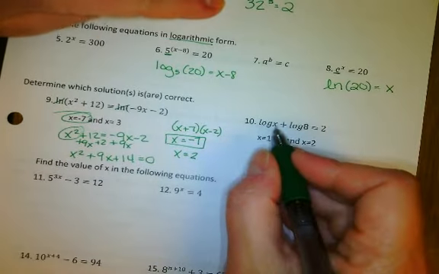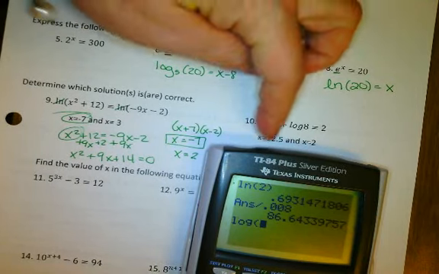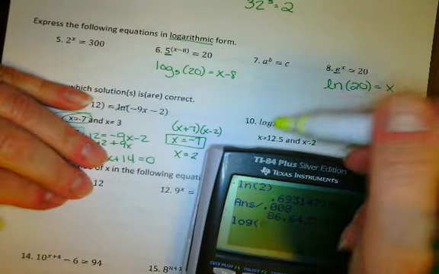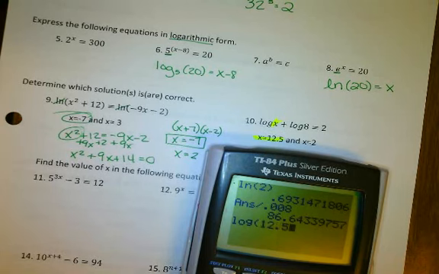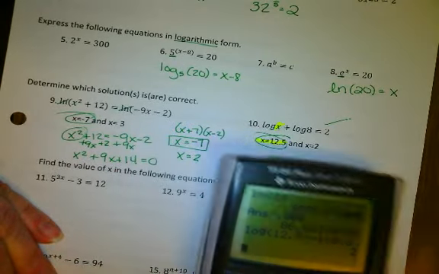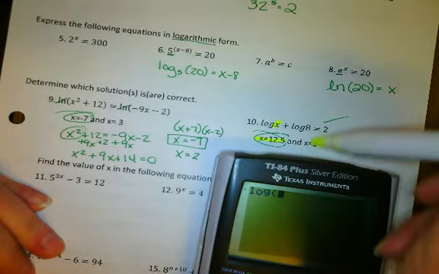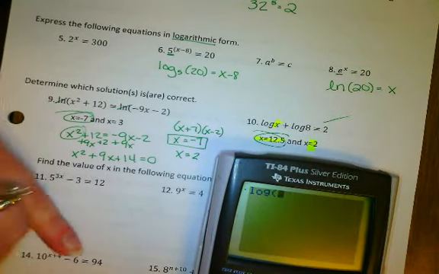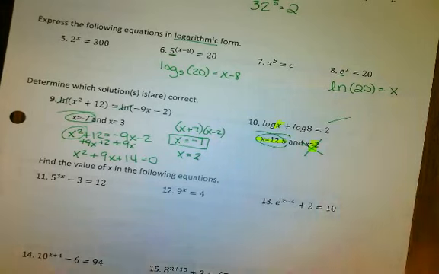On this one here, I would suggest you just type it into the calculator and figure out which one. So here I'd have log, and then I would substitute the x in for the x right there. So I have log 12.5 plus log 8, and that gives me 2. That's exactly what I want, so this is your answer. Now I'm going to try the other one just in case. If I do log and substitute that 2 in, log 2 plus log 8 does not give me 2, so that can't be the answer.